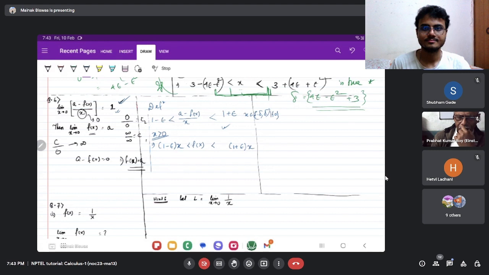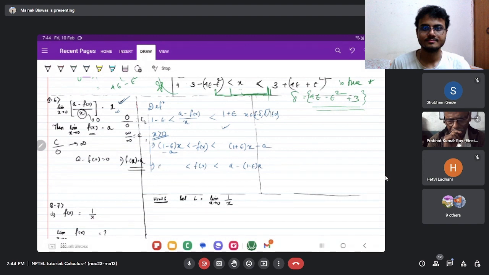And this is minus f of x, and I send a to both sides. So is this step clear? And then I multiply by minus. So I may get f of x between a minus 1 minus epsilon x and a minus 1 plus epsilon x.